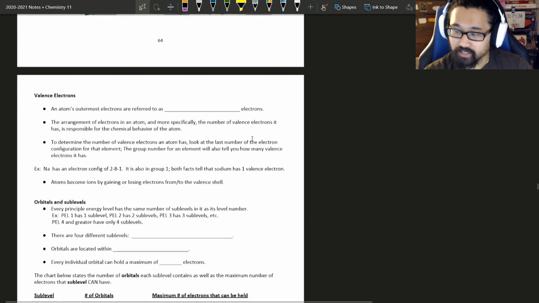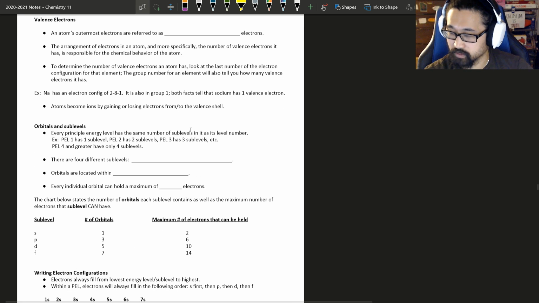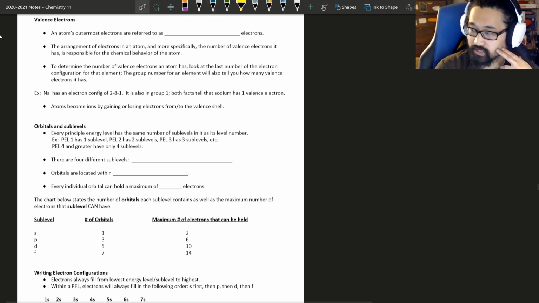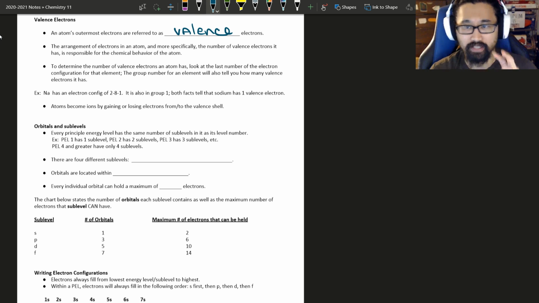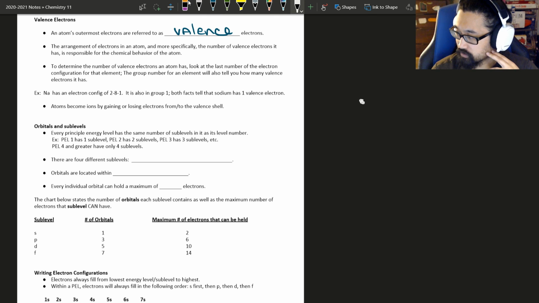The last thing I'm going to talk about today are valence electrons. An atom's outermost electrons have a special name, we refer to them as valence electrons. The reason that the outermost shell gets a special name is when two atoms are interacting with each other.